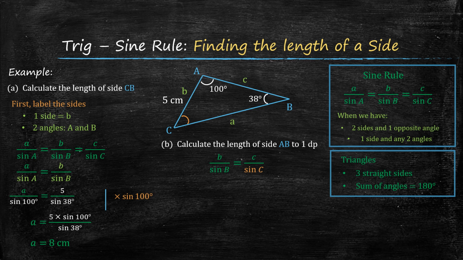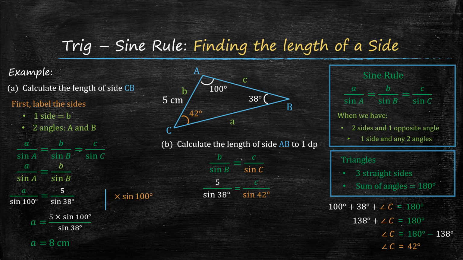For a triangle, we know that it has three straight sides and the sum of the angles equals 180 degrees. This means 100 degrees plus 38 degrees plus angle C will equal 180 degrees. So 138 plus C equals 180. Angle C is equal to 180 minus 138. So angle C is equal to 42 degrees. So using the sum of the angles of a triangle equals 180 degrees, we can work out angle C.